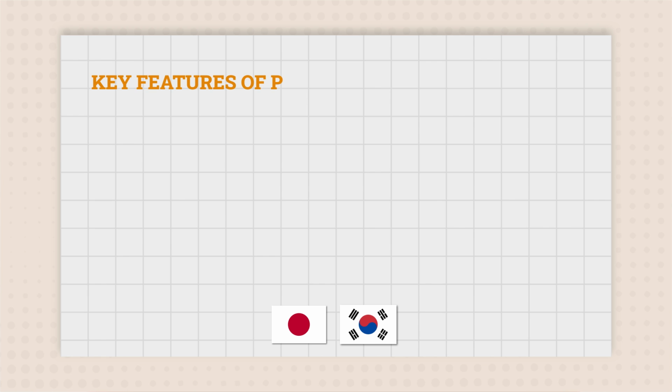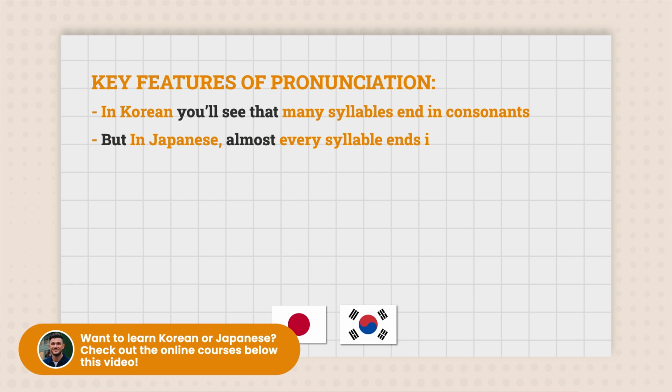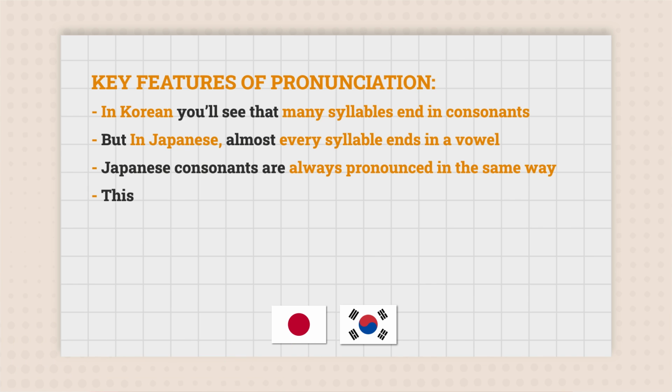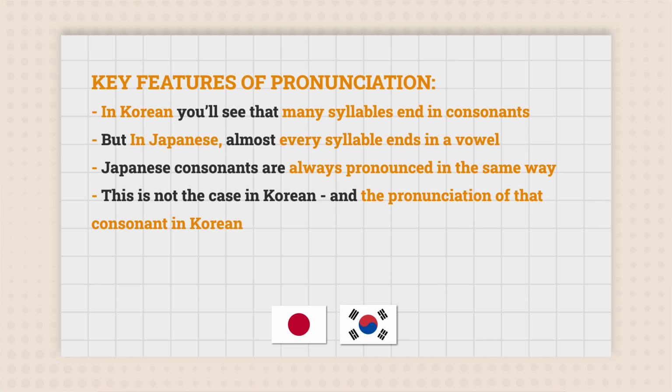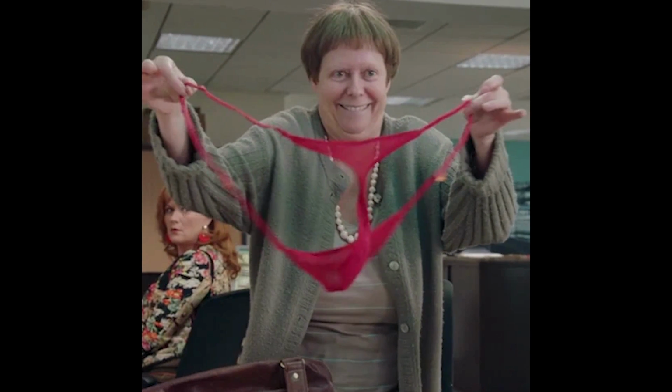The key features of pronunciation in both languages are as follows. In Korean, you'll see that many syllables end in consonants, but in Japanese, almost every syllable ends in a vowel. Japanese consonants are always pronounced in the same way, but this is not the case in Korean, and the pronunciation of that consonant in Korean can change depending on where in the word that consonant is placed. Korean also has more vowels and diphthongs than Japanese.